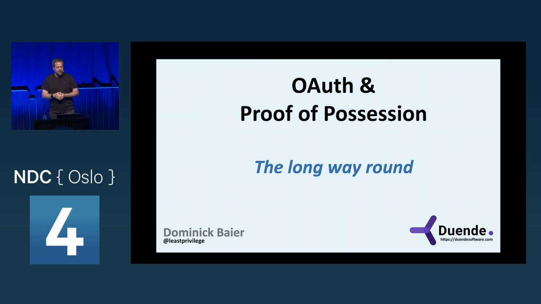So one of the most controversial decisions when they wrote OAuth 2.1 was about tokens. And there was always this one thing missing that got postponed, which is called proof of possession. Yeah? And it's finally here.